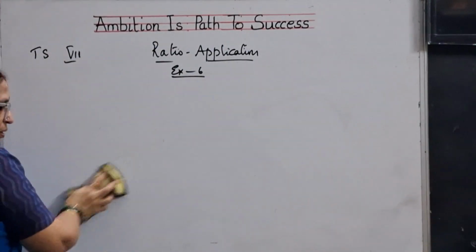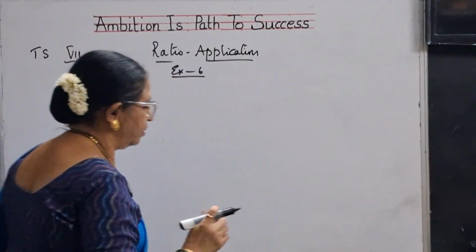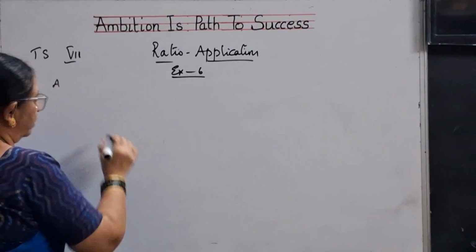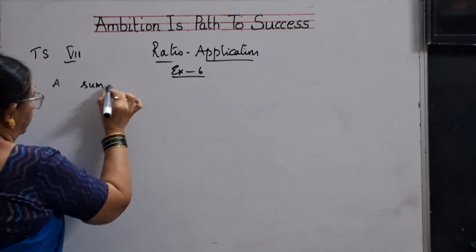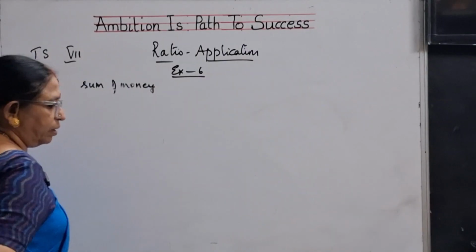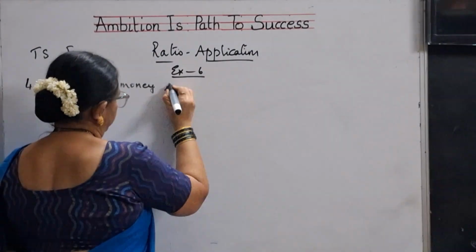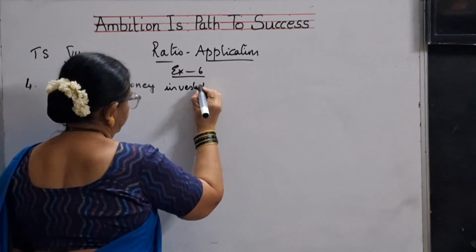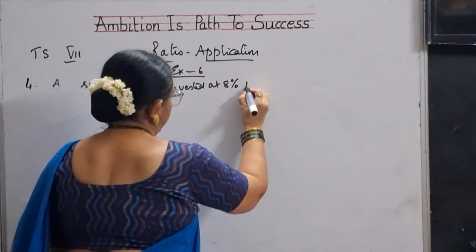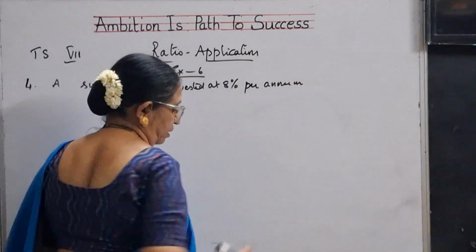Now, let us see the fourth problem. A sum of money invested at 8% per annum. Annum means what, children? 1 year.